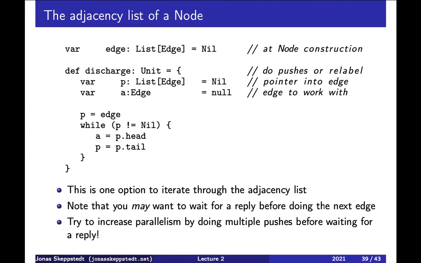Okay, when we do a push, we clearly need to traverse the adjacency list of a node. I call this function discharge, and it's quite common to do so. What it does is it is responsible for doing either one or more pushes or a relabel of a node.